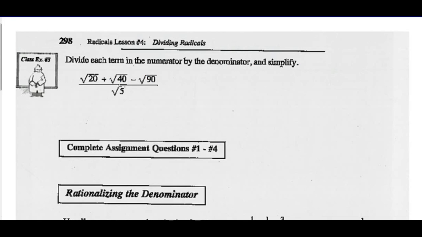Divide each term in the numerator by the denominator, then simplify. So really, what this question is saying is radical 20 divided by radical 5, add radical 40 divided by radical 5, subtract radical 90 divided by radical 5. So every term in the numerator must get divided by radical 5. So you could write it out like I just did, or you could do that in your head and then divide.